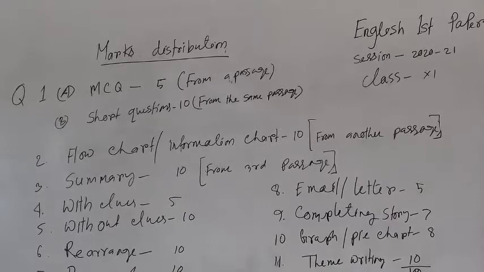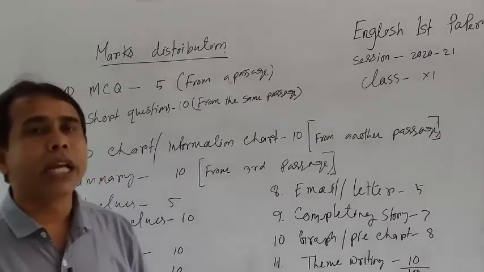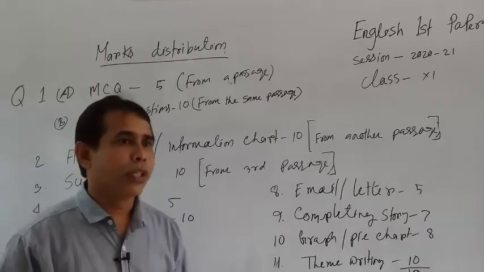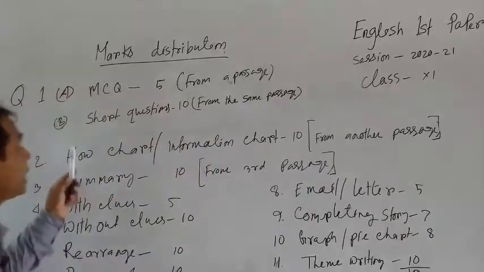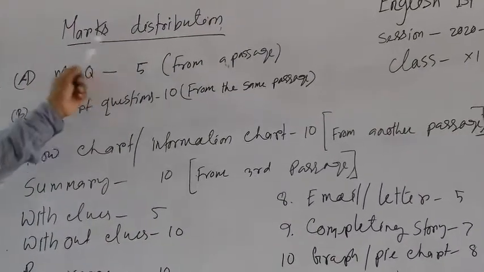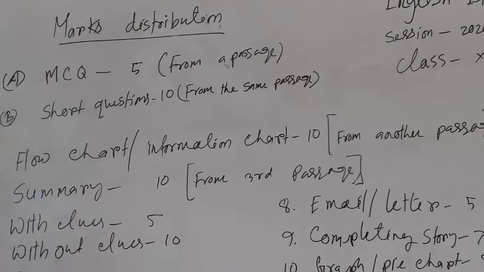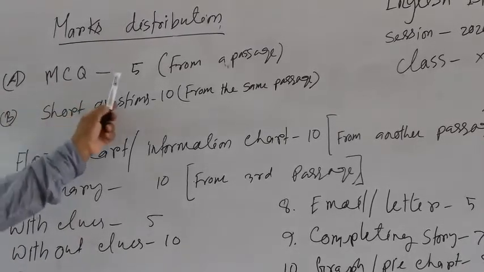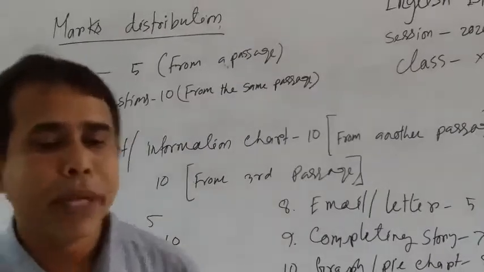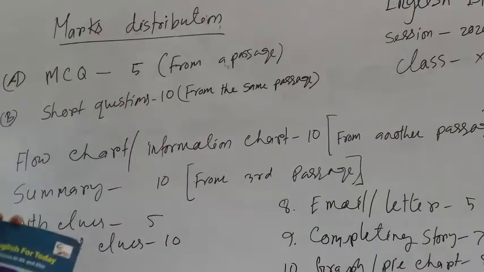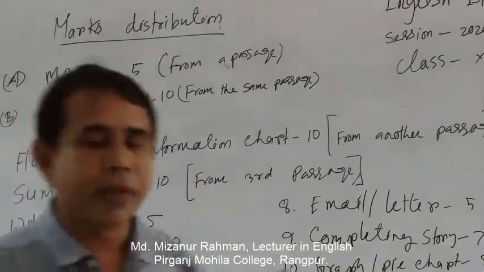Before starting the class, I also would like to distribute marks, because it is essential to know our syllabus or our question pattern. Without knowing our question pattern, we cannot read, we cannot advance properly. So let's see our marks distribution. Here I have written the question pattern or marks at a glance. Question number 1, A, MCQ, score 5 from a passage. This MCQ question is from a passage from our textbook. You know, we have a textbook. For first paper, we have a textbook. You must buy or purchase these books immediately. This is our textbook for class 11 and 12.